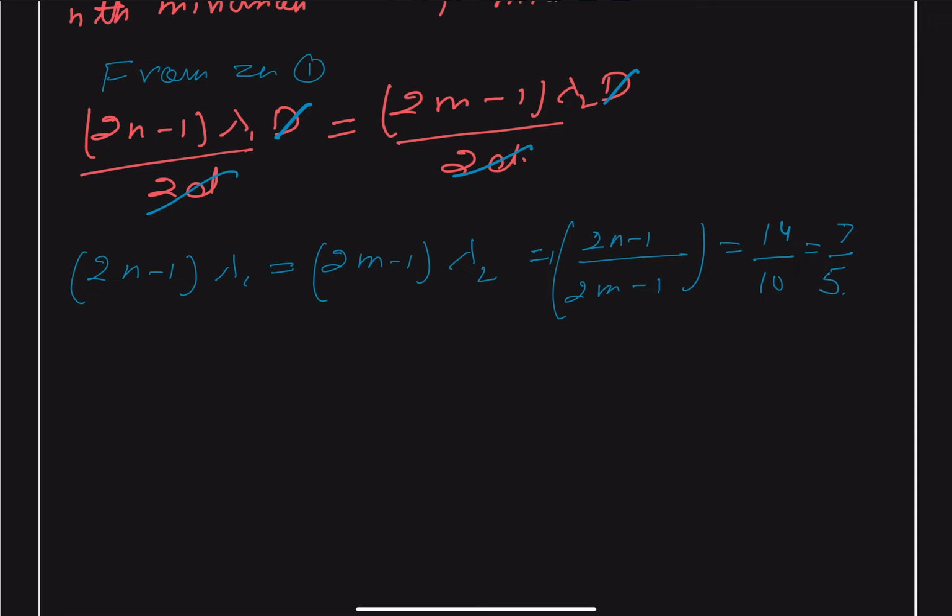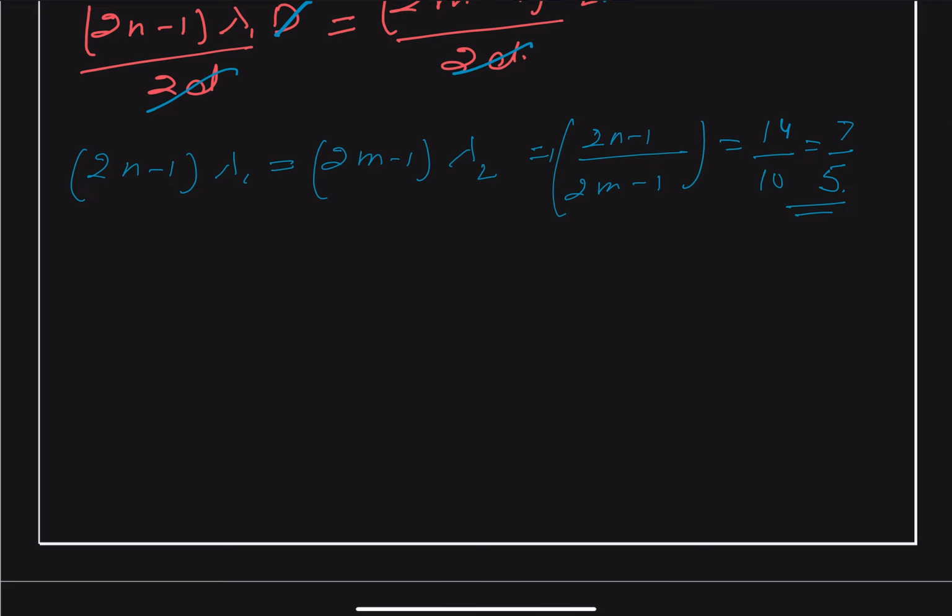Now we have to find the different values of n for which they maintain this particular ratio, but the values of n and m, we know, are integers, or valid integers rather. So first of all, let's try 2n minus 1 equal to 7, and this gives us 2m minus 1 is equal to 5.